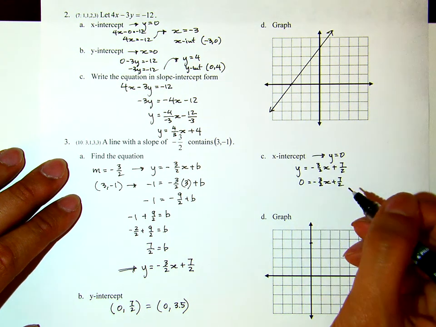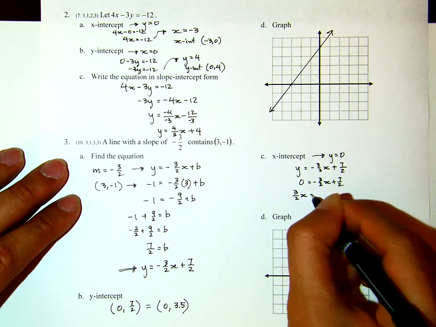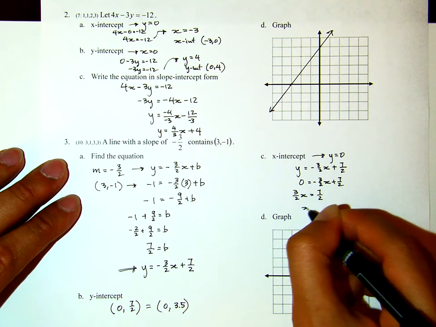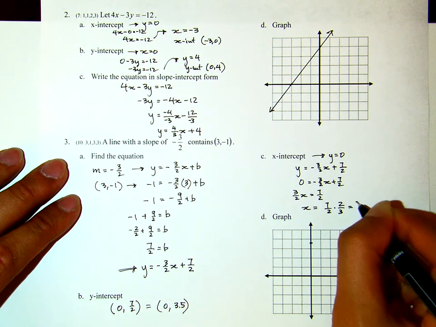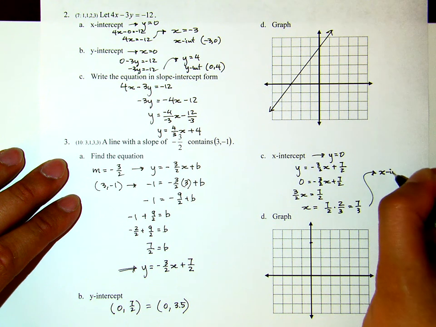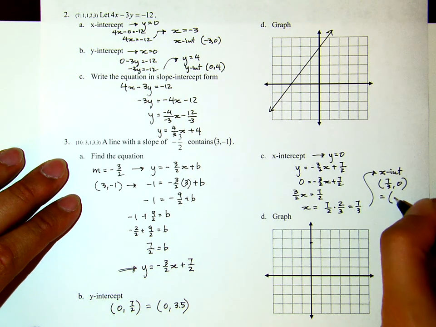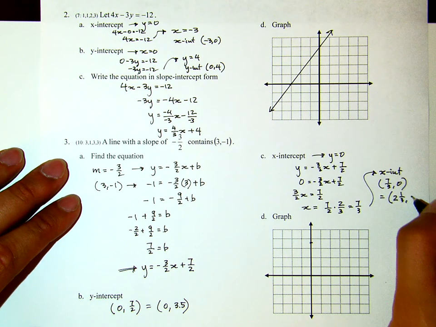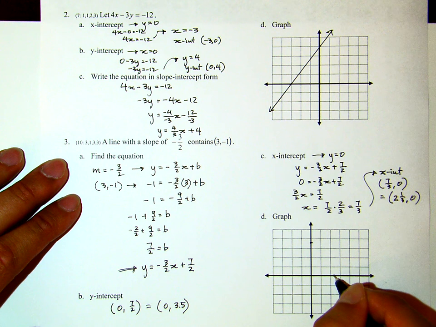I move the negative 3 over 2x to the other side, and then I multiply by the reciprocal. That's 7 over 3. So the x-intercept is given by 7 over 3 comma 0. Or if we want to approximate this, this is 2 1/3 comma 0, approximately here.